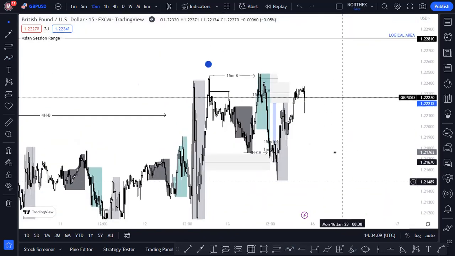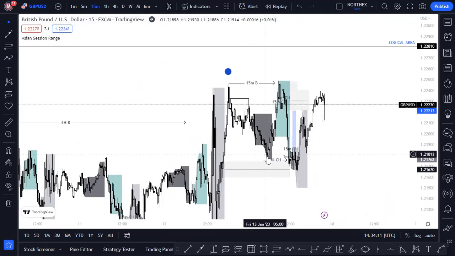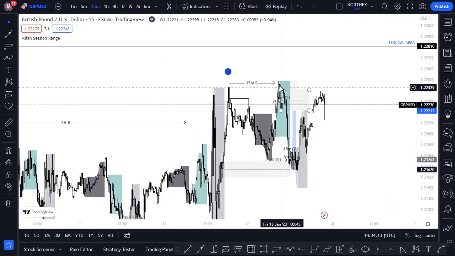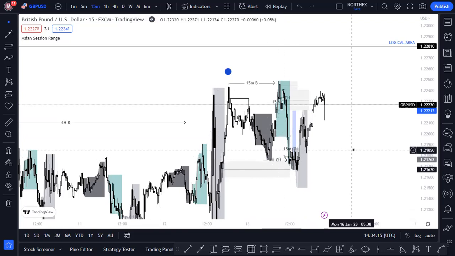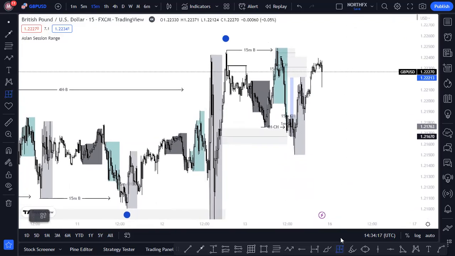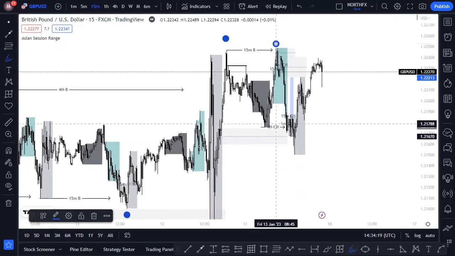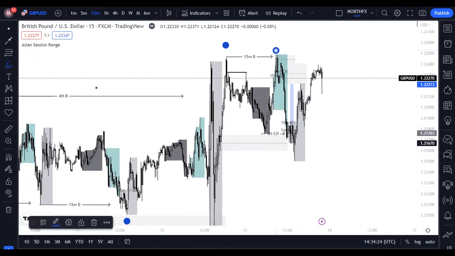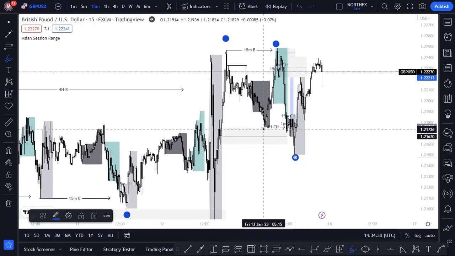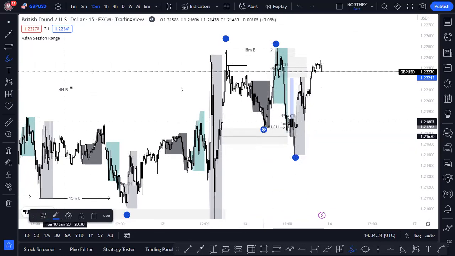So right now, what do I see? I see that this 15-minute structure broke to the upside, and then we broke to the downside. So you can see the range that I'm playing on right now is this range. This is my low, this is my high, and this is my break to the downside, right?